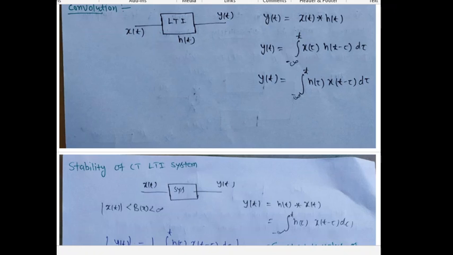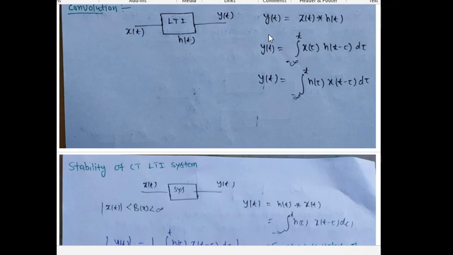Next is convolution. The convolution of two signals is given by this equation. We get the output through the convolution. If we give the input x(t) and the impulse response of the system is h(t), then we get the output by this equation. In the integration method, we show this representation. So these are three equations for convolution.